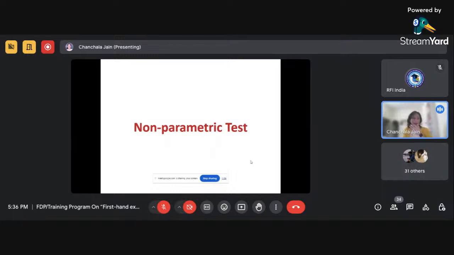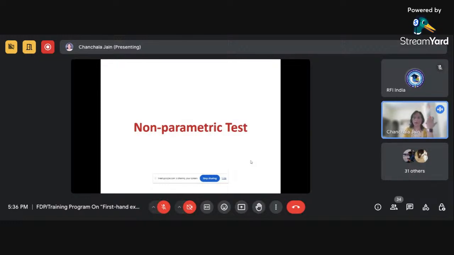So according to my opinion, parametric tests are generally focusing on the normal distribution of the data. As I said on day 1, for each and every statistical test there are certain assumptions. So for the parametric test, one compulsory assumption is that your data should be normally distributed, right? But when we talk about non-parametric tests, here we are not bothering about the normal distribution of the data, right?